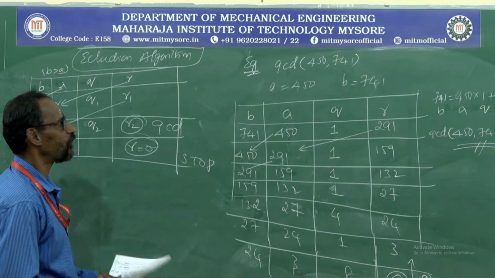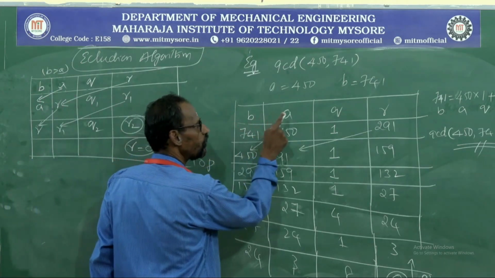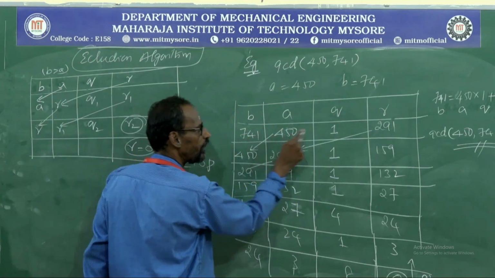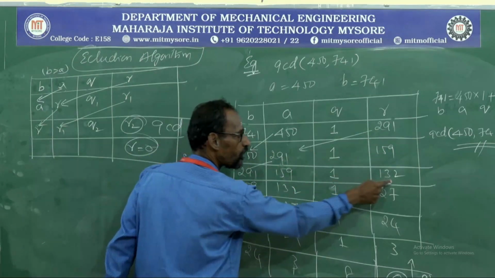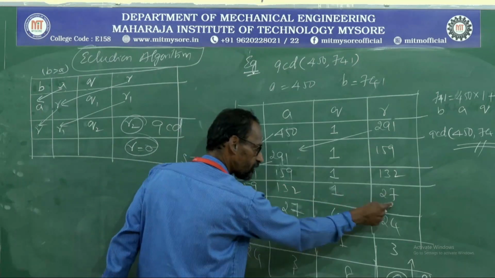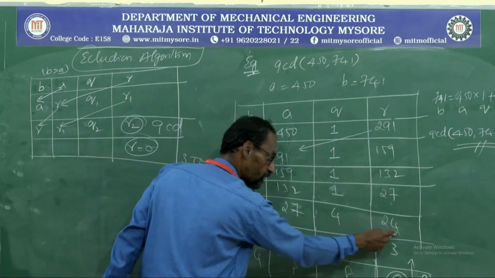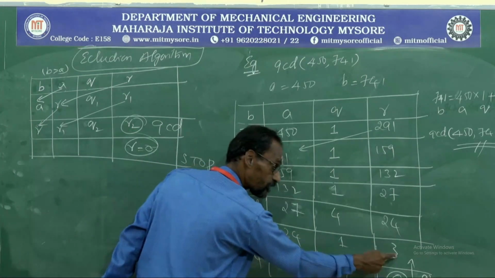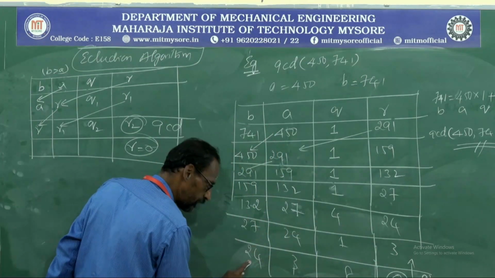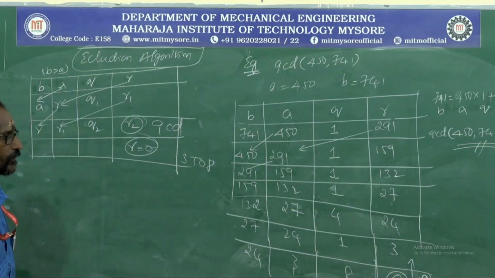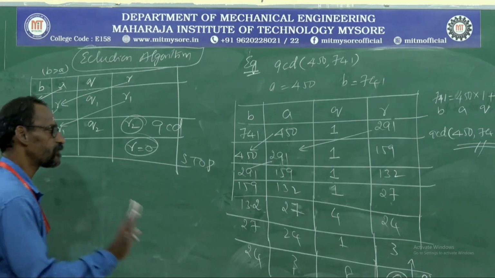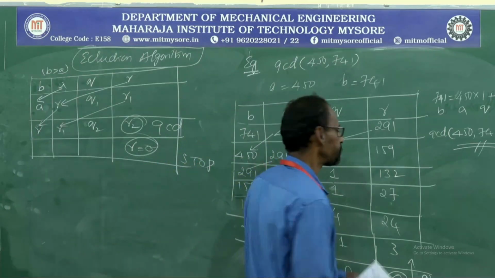And what is the procedure we follow? B equals AQ plus R, repeated at each step. The last component is B equals AQ, with no R. Once there is no R, go to the previous value of R, which is non-zero, and that is going to be your GCD.